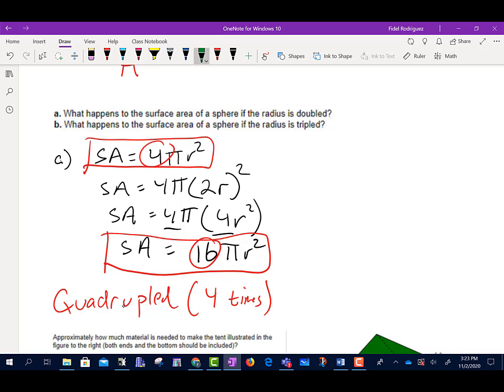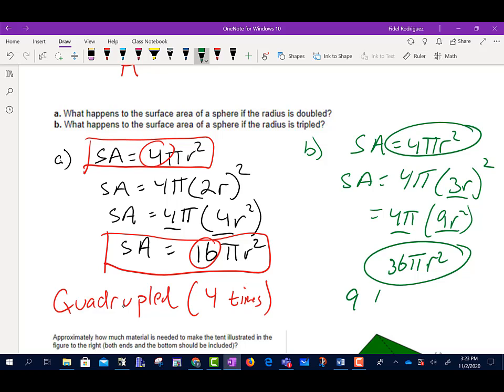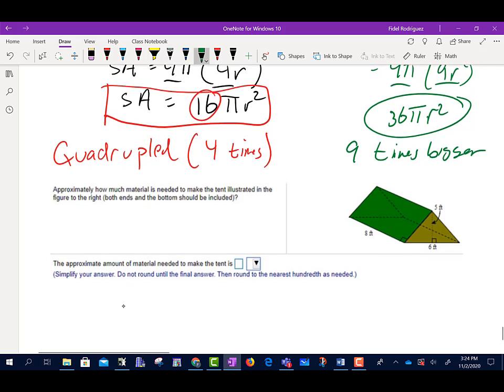Now let's do the same thing for part B. My formula is always 4 pi r squared. Okay, and now we are tripling it. So what does that mean? That means that the radius is 3 times as big as what it used to be. So 3r when you square it is going to give me 9r squared. 9 times 4 is 36 pi r squared. So again, I'm going to do a comparison. Look, here I have 4, here I have 36. It is 9 times bigger, right? Okie dokie.